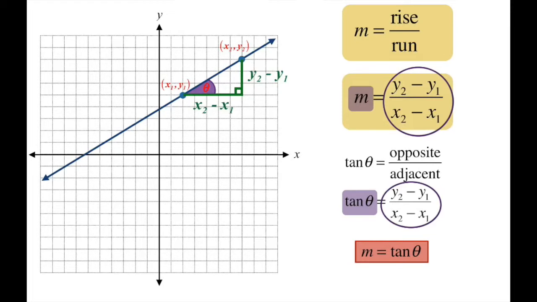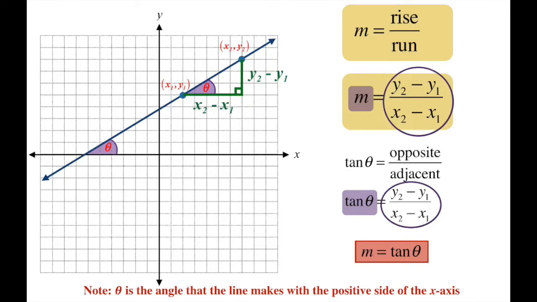But what's theta? Theta is the angle that the line makes with the positive side of the x-axis. And it's important that we remember that. It's always the angle that the line makes with the positive side of the x-axis.